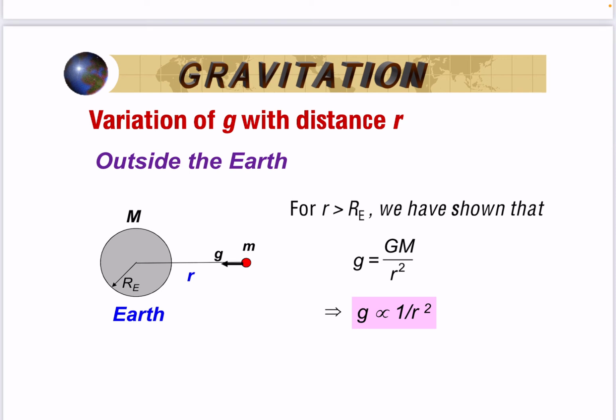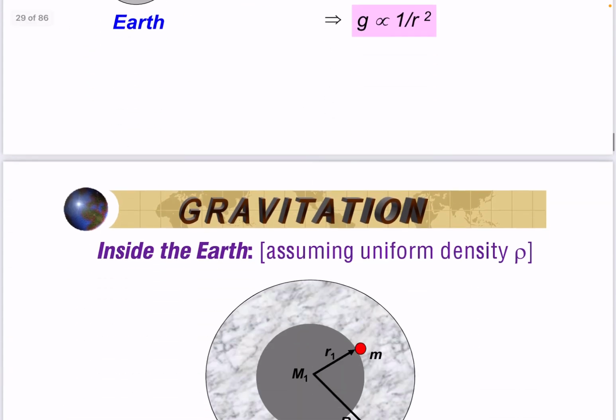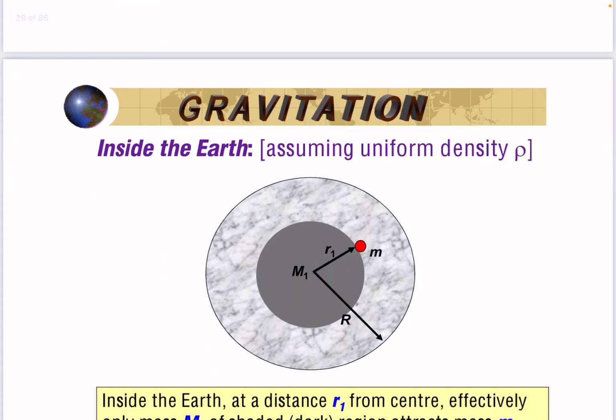The formula that we presented last lecture, g equals GM over r squared, applies for any point that is outside the Earth. And we have emphasized that g is proportional to 1 over r squared for points outside the Earth. What if the point lies within the Earth?